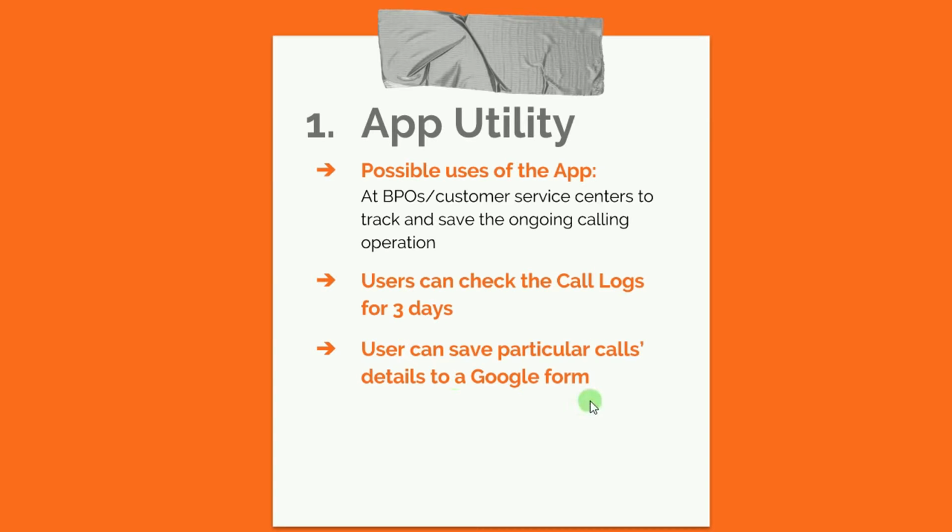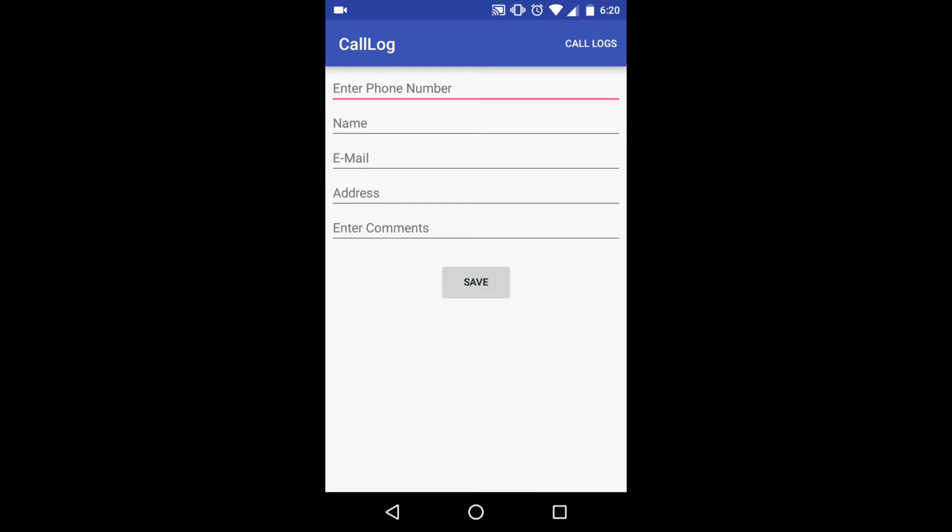Right now, let us go to the demo of this app on a mobile device and see how it works. Let's see how this app will function. I am at the main screen right now, and let's say I want to manually feed in a number which should get stored in the Google Sheet or Google form that we have created.